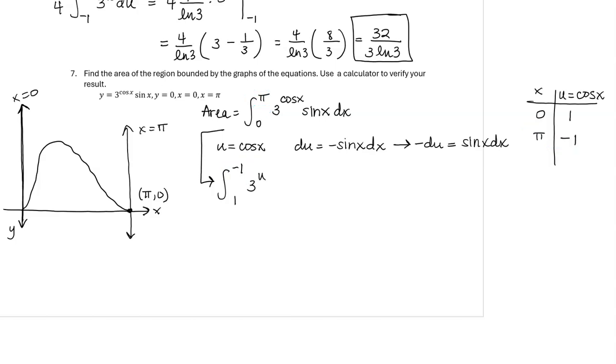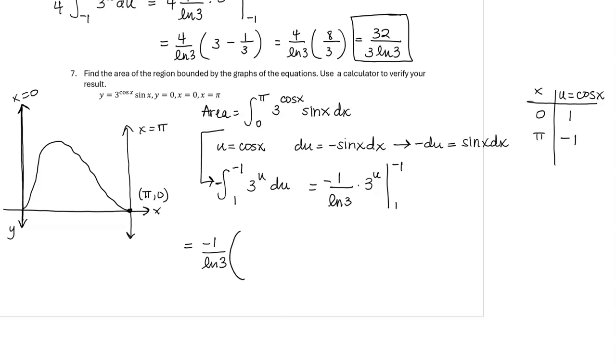And now we're just left with a 3 to the u from the 3 to the cosine x. And then for sine x dx, we're substituting in a negative du. I'll stick that negative in front of the integral, and I'll stick the du at the back. So 3 to the u du integrates into, we still have that minus sign, 1 over natural log of 3 multiplied by 3 to the u, which needs to be evaluated from 1 to -1. So I'll go ahead and keep my constant of -1 over natural log of 3.